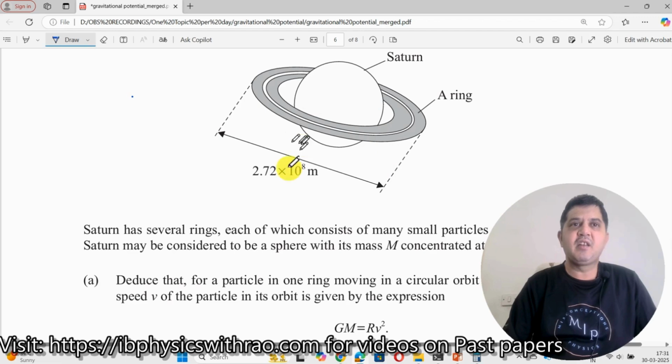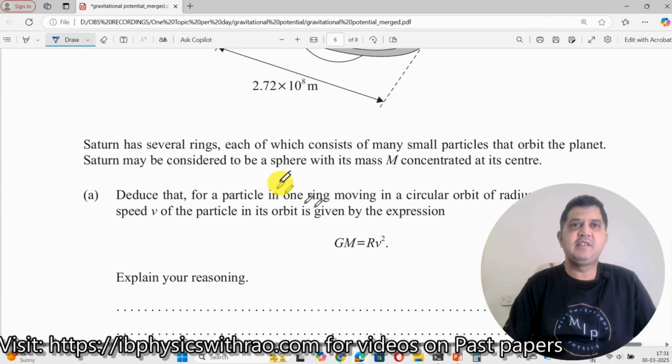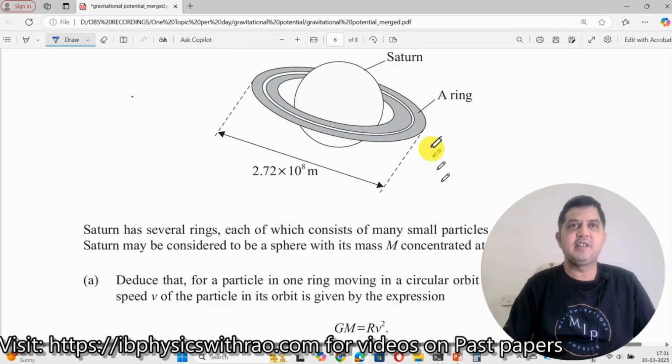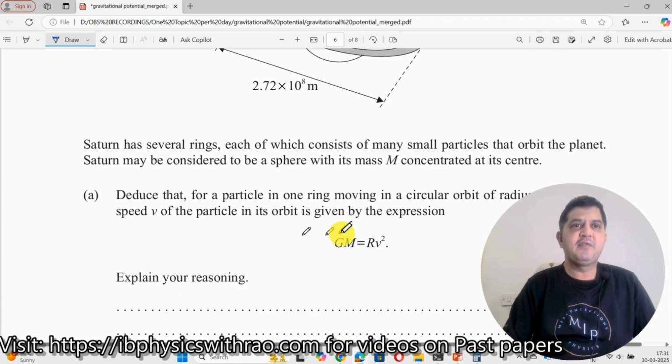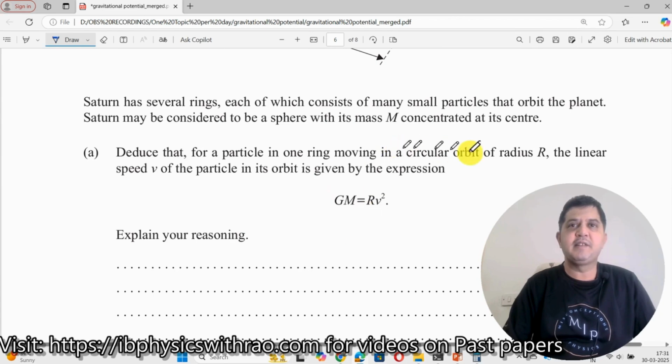So you have a Saturn ring. The diameter of the ring is given over here and the planet is shown over here. Saturn has several rings, each of which consists of small particles that orbit the planet. Saturn may be considered to be a sphere with its mass M concentrated in the center. Deduce that for a particle in one of the rings moving in a circular orbit of radius r, the linear speed v of the particle in its orbit is given by the expression GM/r = v².